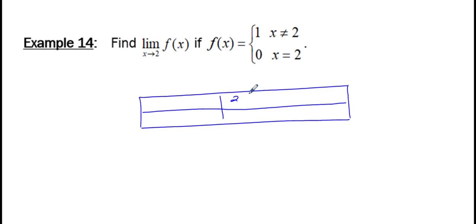All right, number to the left of 2, 1.9, 1.99. Mr. Bonley, why aren't you starting with like 1? Because I know we need to approach 2 and get closer to 2, I'm just going to get there right now and not waste a whole bunch of values. 1.999, okay. To the right, 2.1, 2.01, 2.001, that works for me.